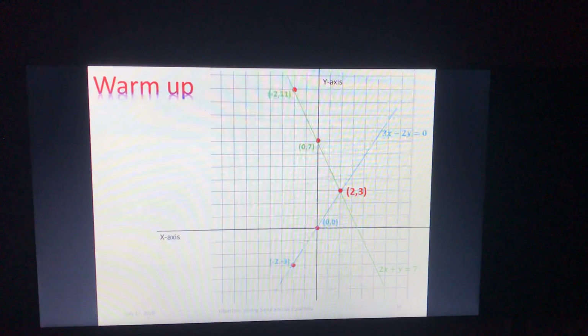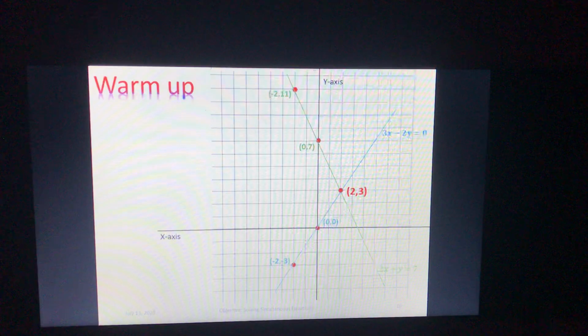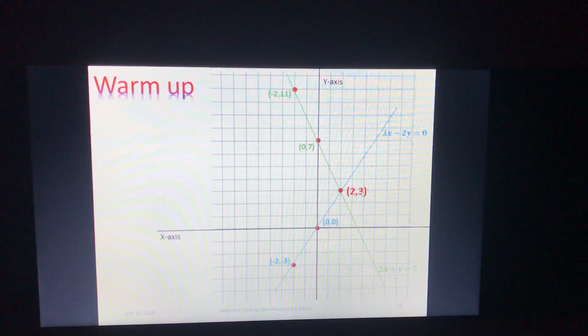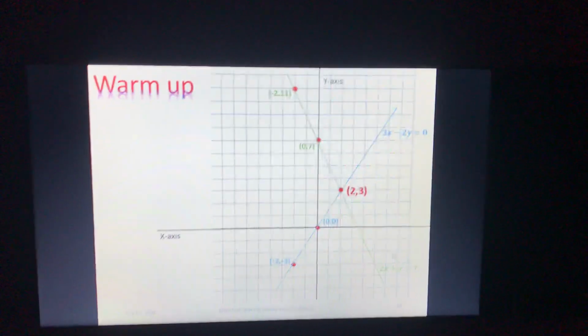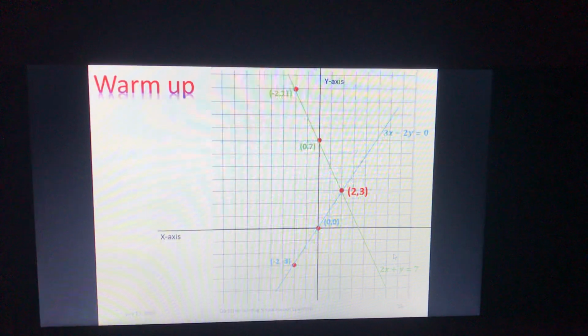Meaning, if you substitute x in the first equation, which is 3x minus 2y is equal to 0, you're going to end up with y equal to 3. And if you substitute x as 2 in the second equation, which is 2x plus y equal to 7, you're going to end up with y equal to 3. So this is the solution for the simultaneous equations. It satisfies both equations.